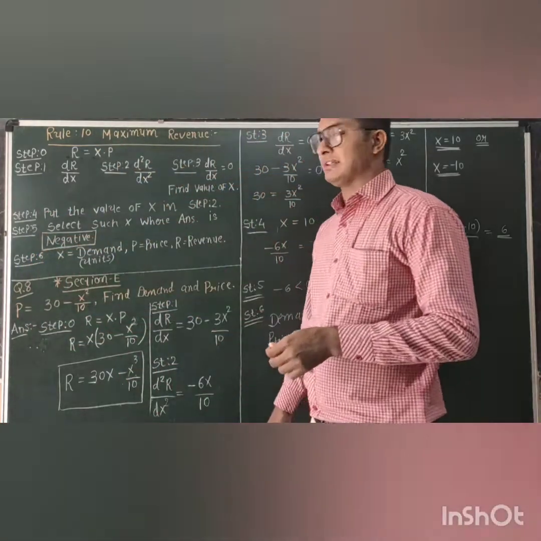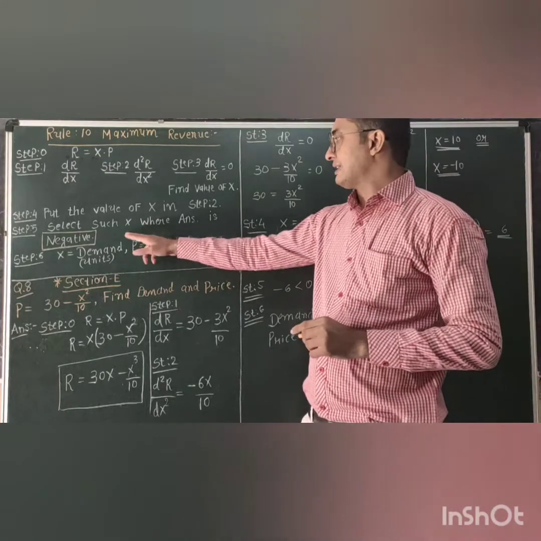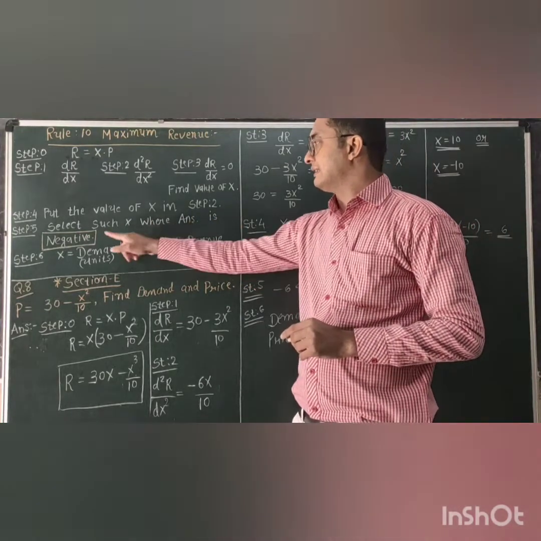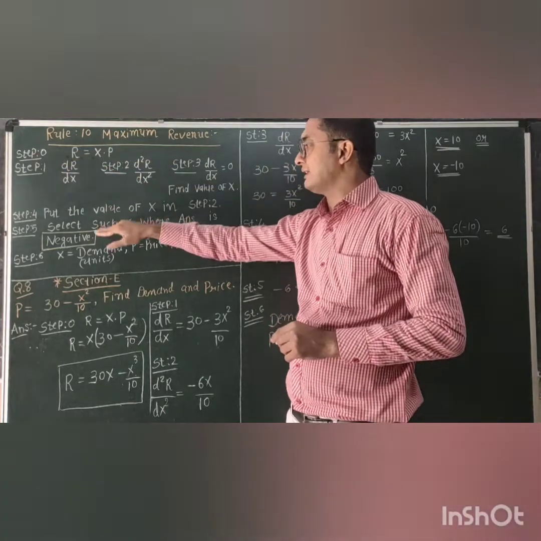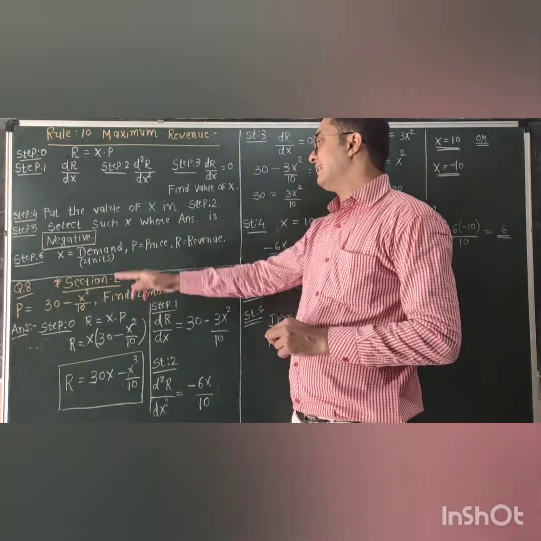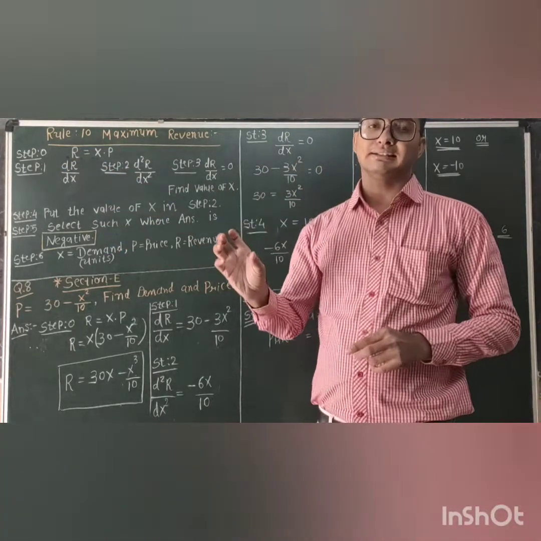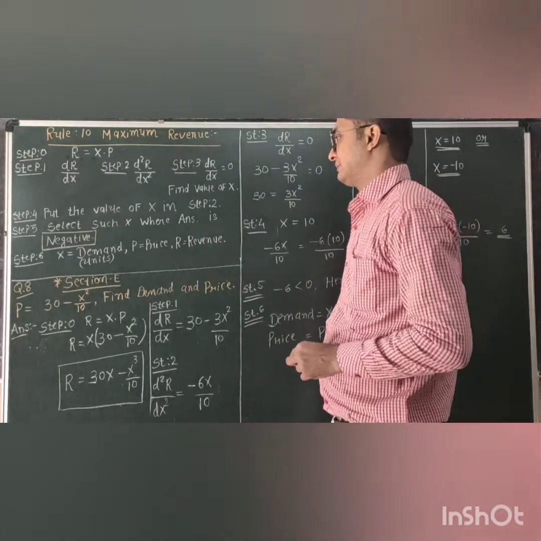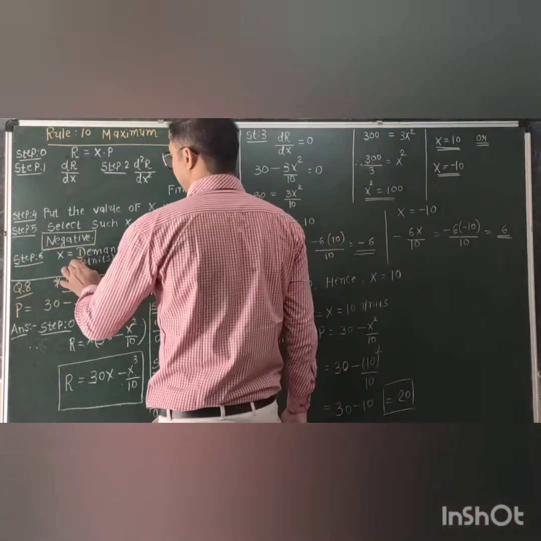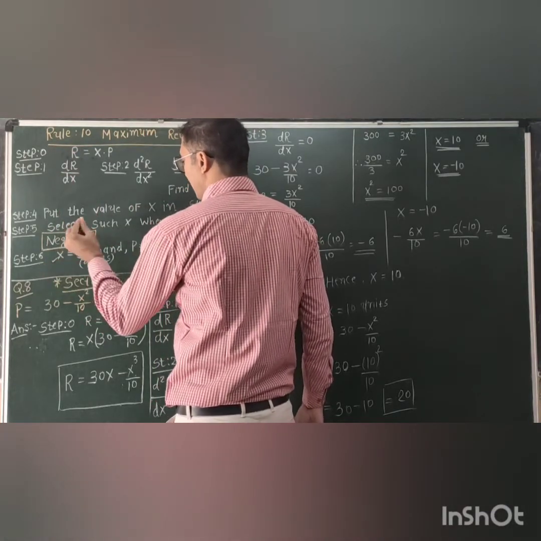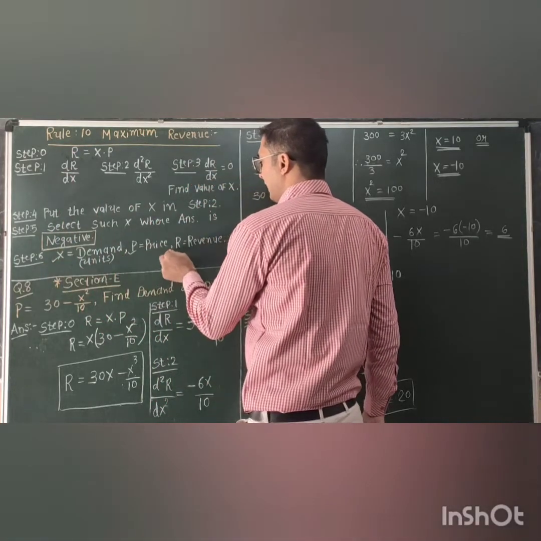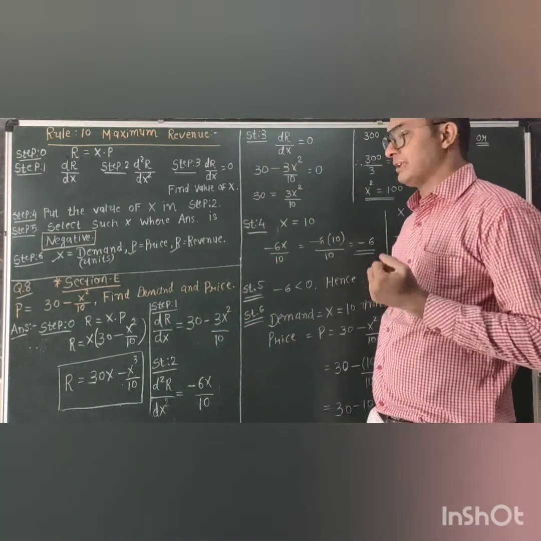In the earlier method, we selected such x where the answer is positive because it was related to cost. But now it is related to revenue, and that's why we select the answer having a negative sign. Now step number 6, as we have discussed here, x is equal to demand, p is equal to price, and r is equal to revenue.